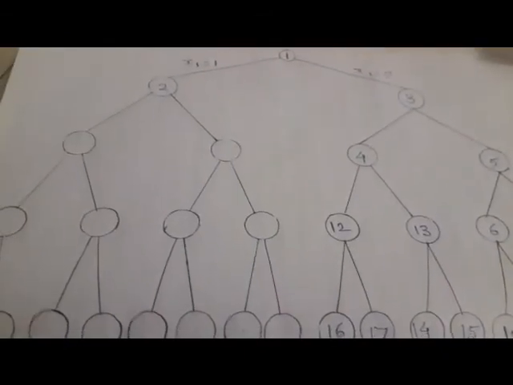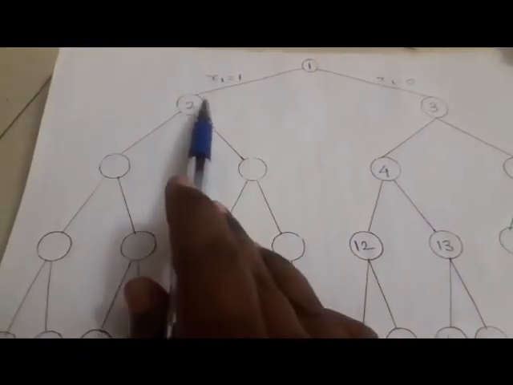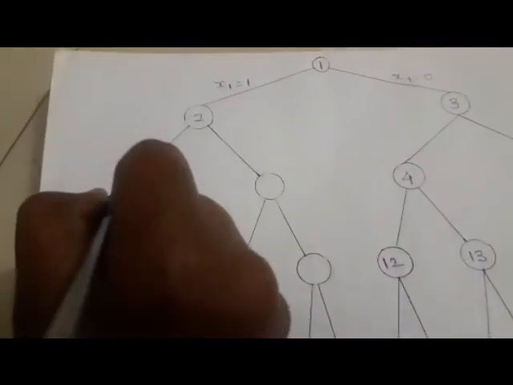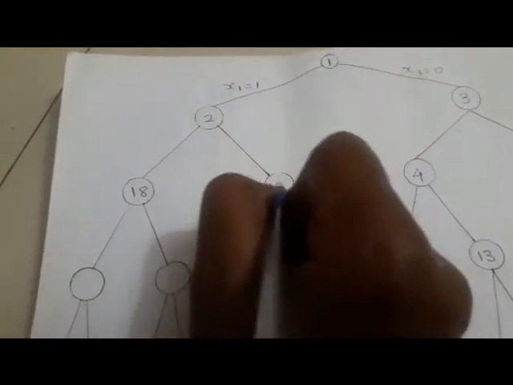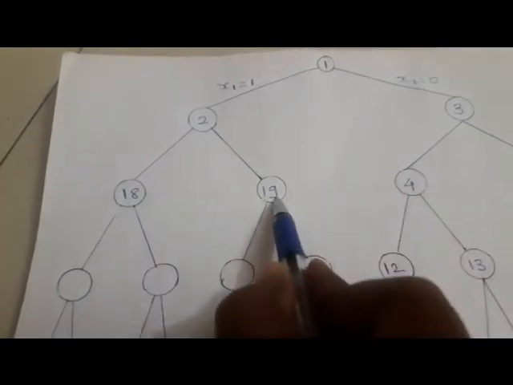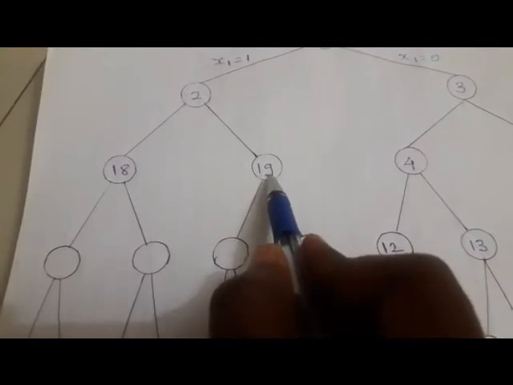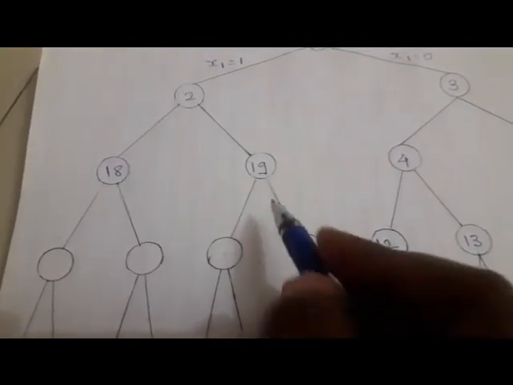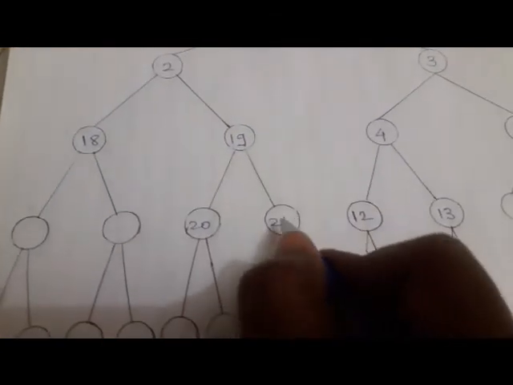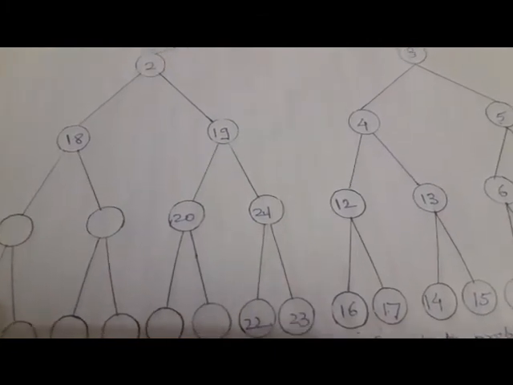Now after this, now the next is 2. 2 has these 2 childs. So after 17, this will be given numbered as 18 and 19. Now after this, the last number is 19. Last node is 19. So therefore we give this nodes the number, that is 20 and 21. Again here the last child is 21. So 21's next node will be 22 and 23.